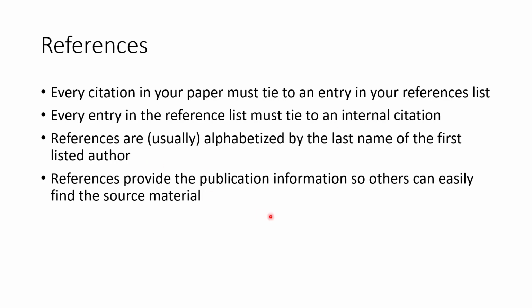References are typically alphabetized by the last name of the first listed author. Whatever author is listed first on the article or the website or the book, that person's last name is what you use to alphabetize. If there is no person, if there's an organization as an author, like the Department of Defense, then that is what you list as the author. If there's no organization and no person, you then use the title of the article or the title of the book. References provide publication information so others could easily find the source material.